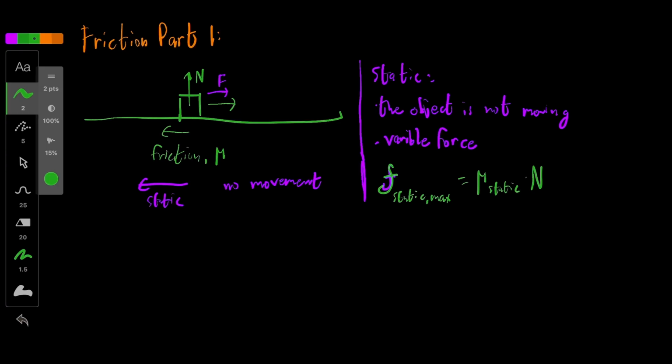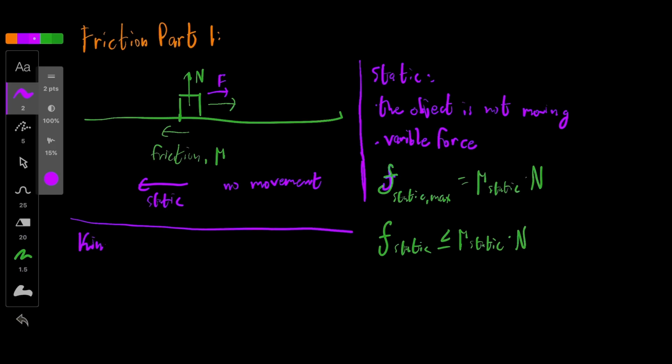Now the derivation for this formula will be in the next video, which is going to be friction part 2. Now the static friction in general doesn't have to be that. It can be less than or equal to the coefficient of static friction times the normal force. So that's static friction.